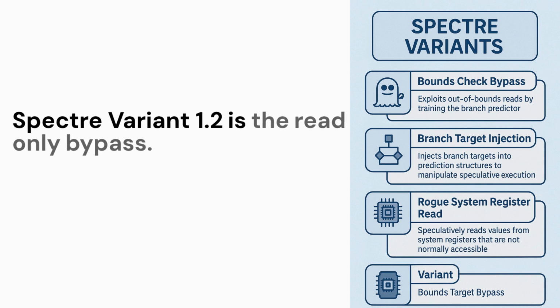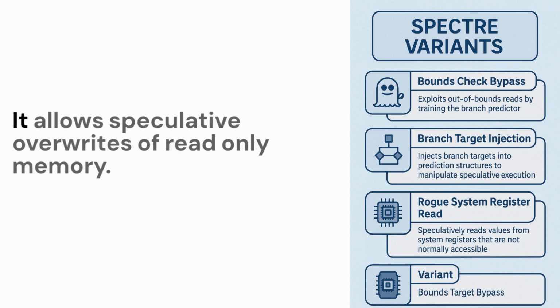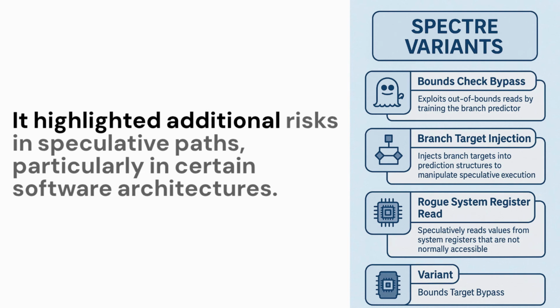Variant 1.2 is the read-only bypass. It allows speculative overwrites of read-only memory. It highlighted additional risks in speculative paths, particularly in certain software architectures.